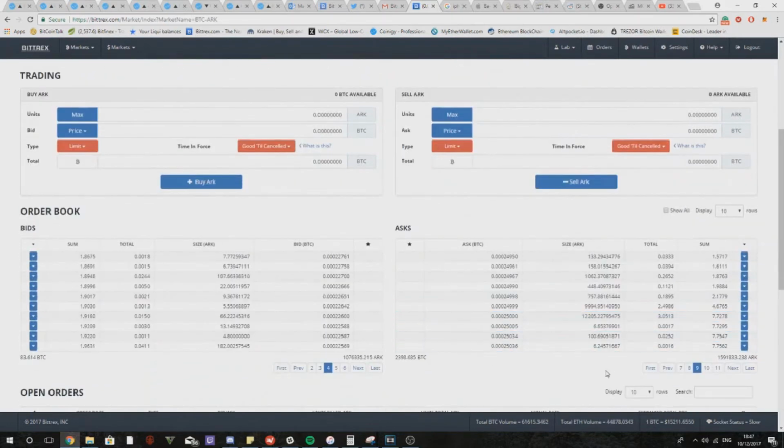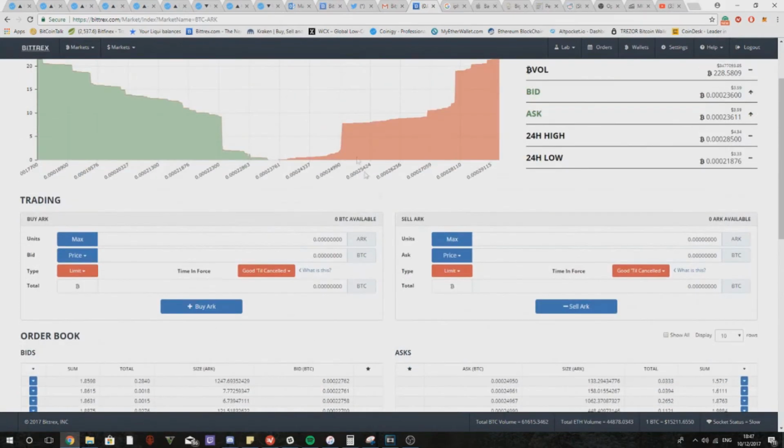You'll be able to line this up in the order books. As you can see, I'm on page 9. We have a 3 and a 2.5 Bitcoin sell, which makes up the majority of this jump here. Again, you should consider taking profit here.